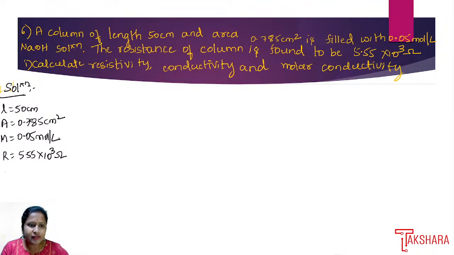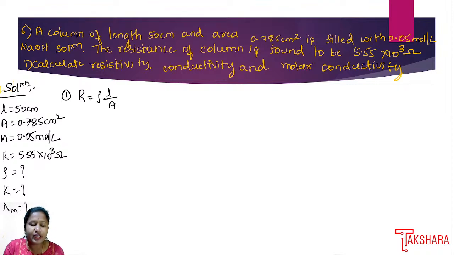So now, calculate resistivity, which is denoted by the symbol rho. We need to find out the resistivity, then the conductivity K, then the molar conductivity lambda m. So first, let us find the resistivity. The formula is R = rho × L/A. This formula can also be written, taking rho to the left side, as rho = R × A / L.